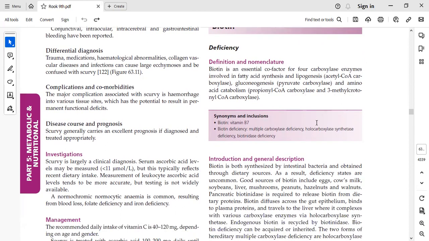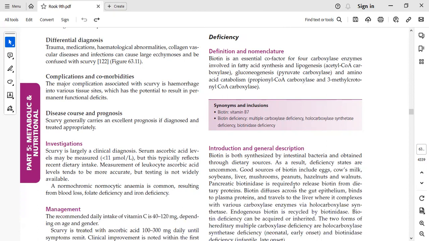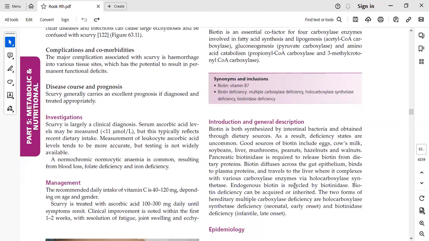The dietary sources of biotin: biotin also has two sources. One is the endogenous source, that is, it is made from the gut flora, and the exogenous source that we obtain through the diet. The diet, which is rich in biotin, includes eggs, cow milk, soybean, liver, mushroom, peanut, hazelnut, and walnut.